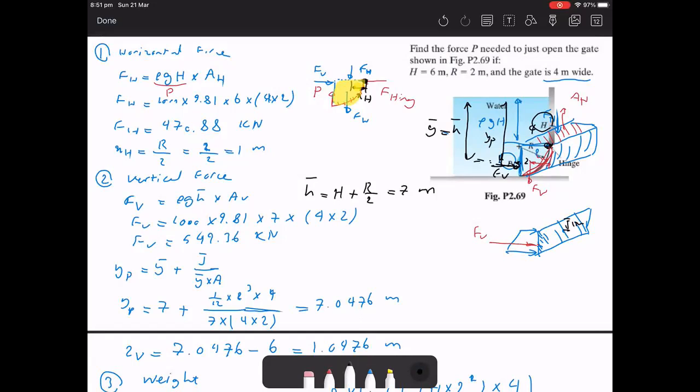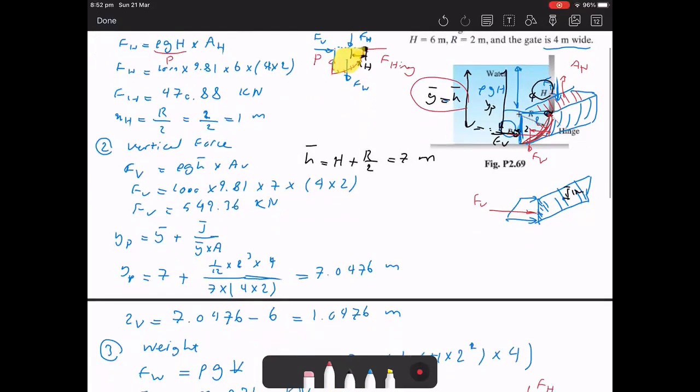The location where this vertical force acts, or the center of pressure, we show with YP. YP is equal to Y bar plus I divided by Y bar times A. What is the Y bar? It is the distance from the centroid of the gate to the free surface along the gate. So here, because it's vertical, Y bar and h bar are exactly the same. So we already know the Y bar value. I is the second moment of area of the gate. If we insert the values, we can find YP. YP is the distance up to the free surface. But what we really need to find is the distance from where the force acts to the hinge point. That's the reason we call it ZV, and it's just YP minus 6 meters. The ZV value will be equal to 1.0476 meters.